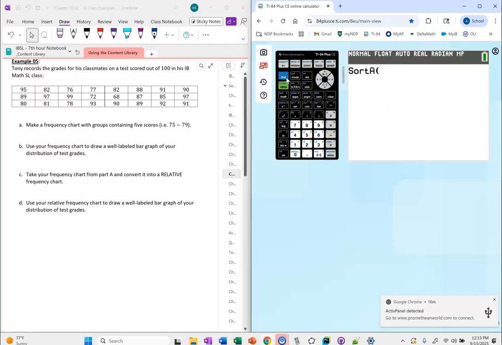And I'm going to do that on that list that I just made in L1. So I'll press second and the number 1. That'll give me the L1. Close my parentheses and press enter. And now if I look at L1, I can look at it either by typing in L1 and pressing enter, or I could go back to the stat menu and look at it that way. But now all my values are sorted. So it'll be really easy for me to count my frequencies, right? Because everything's nice in a row.